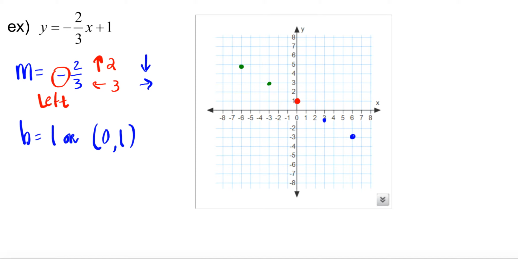Looks like a line to me, so I'm going to go ahead and connect the dots. Nice long line. And let's get some arrowheads on there because it does go on forever. And you can see that one leans up and to the left, so it has a negative slope.